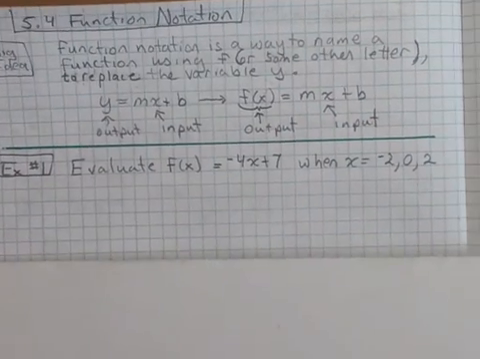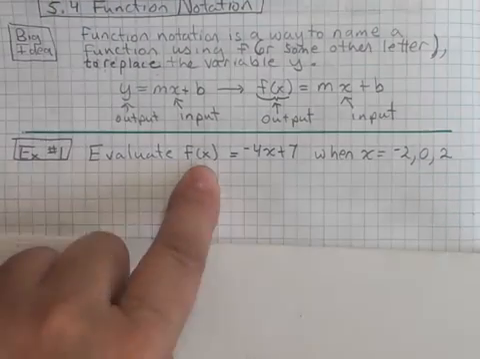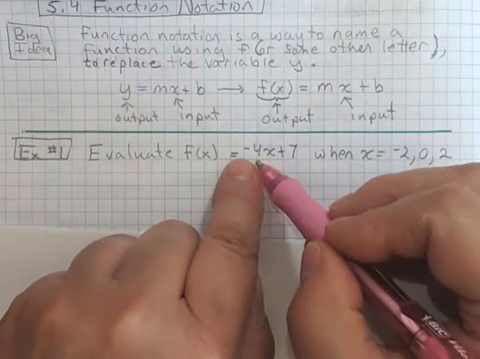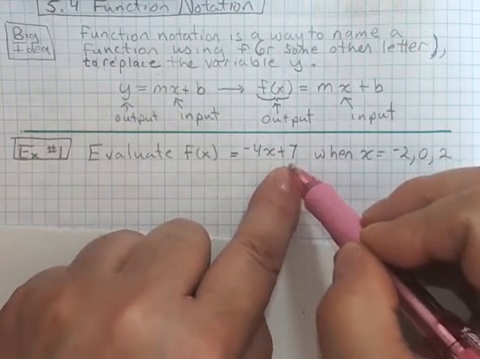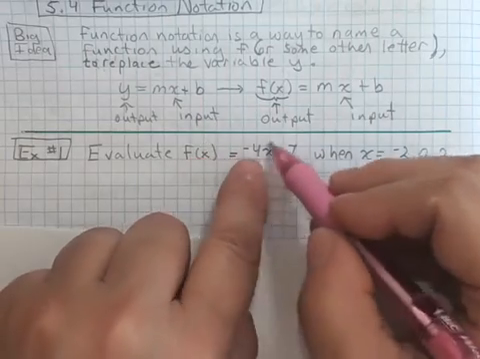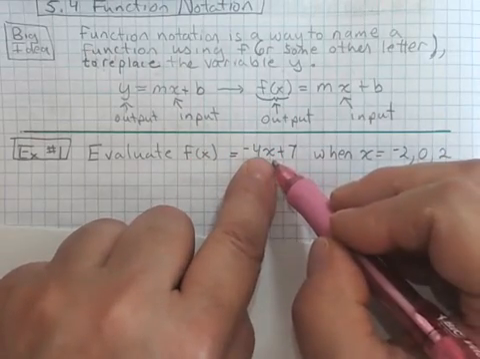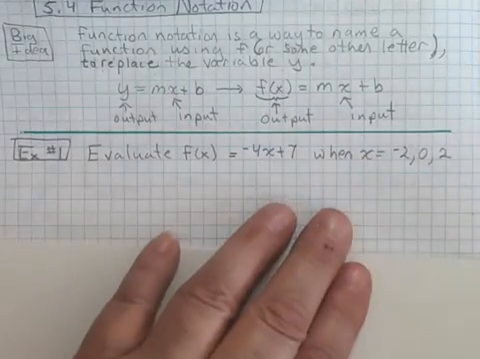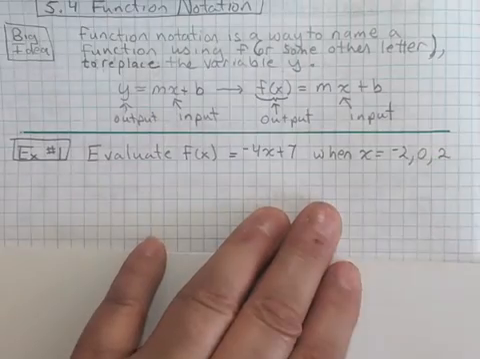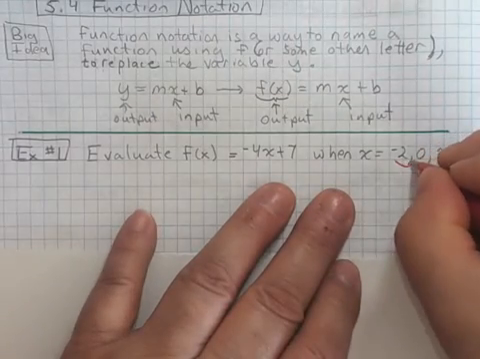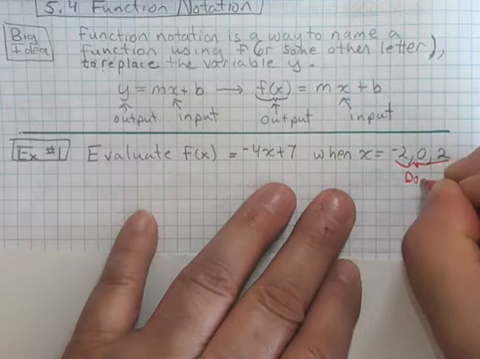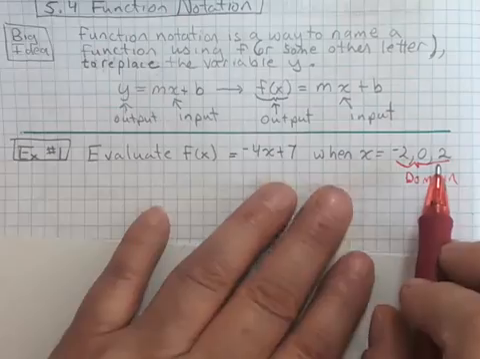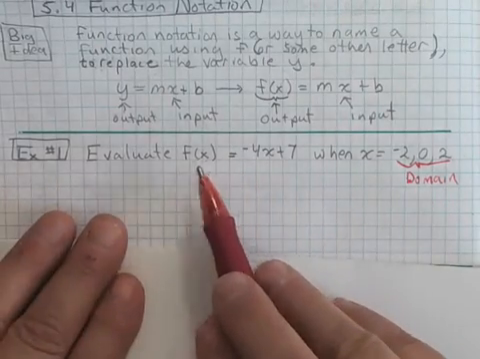Let's take a look at our first example, which says evaluate this function, which is described by taking your input, multiplying it by -4, and then adding 7. That's really how you want to look at functions: what does it do to the input value? The inputs will be -2, 0, and 2. So these are our domain. It's already listed from least to greatest, no repetitions. That's good.